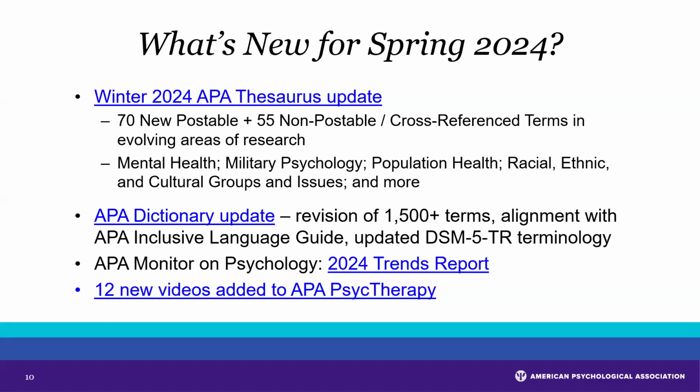There's also been a dictionary update. Did you know APA also has a dictionary? It's free and open to the public on our website. And that is another thing that our taxonomist has been managing and maintaining for us. The APA Monitor on Psychology is talking about some trends in the industry, something they published close to the start of the year. And we also had an update for our APA Psychotherapy Video database. They've added 12 new videos.